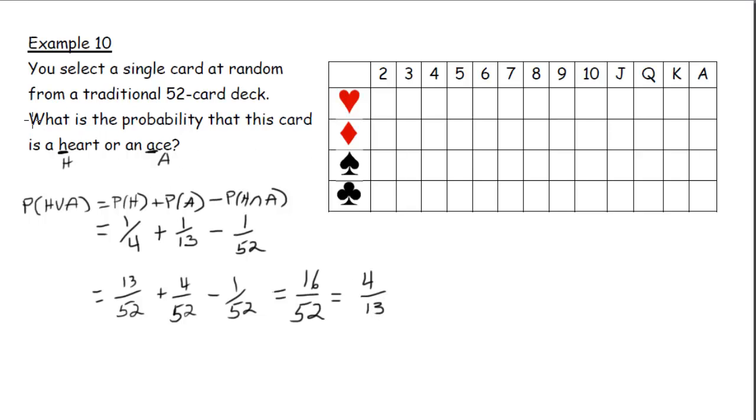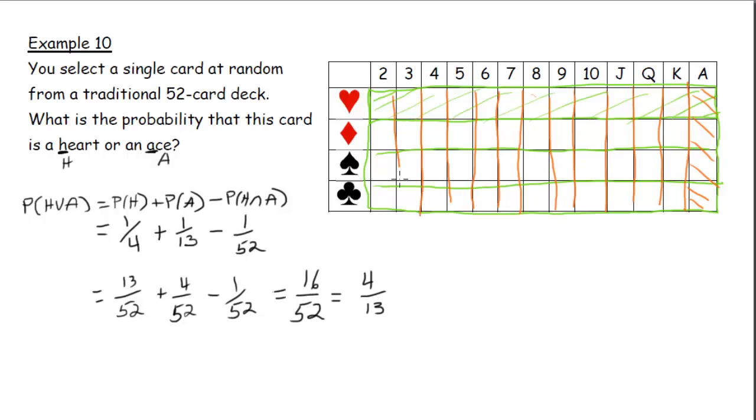So if we wanted to use our sample space here, 1/4 of the time we're a heart, so that would happen here. 1/13 of the time I am an ace. But we need to subtract off the overlap, which happened right here with the ace of hearts, because we don't want to count that one twice.